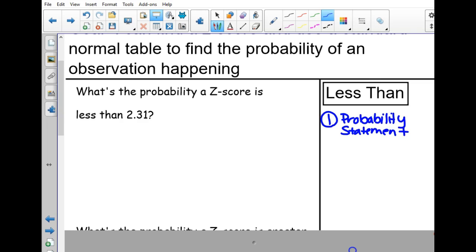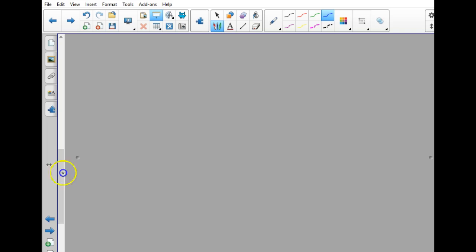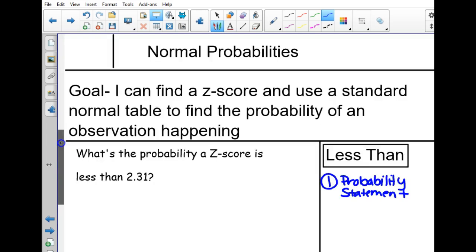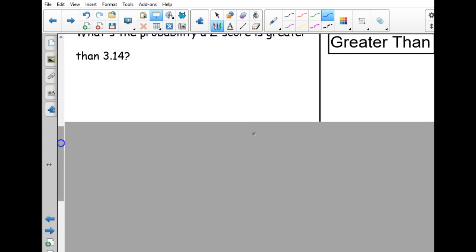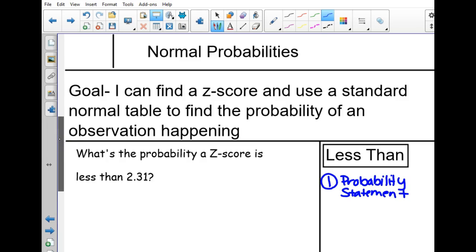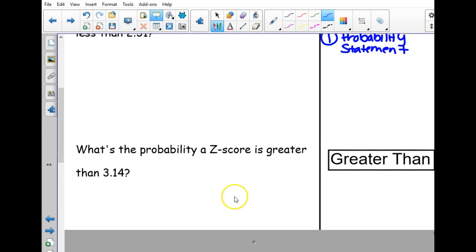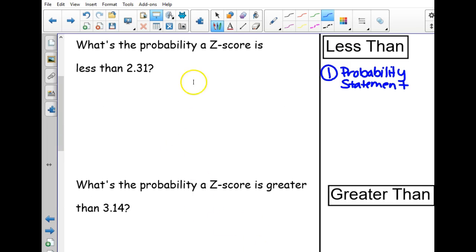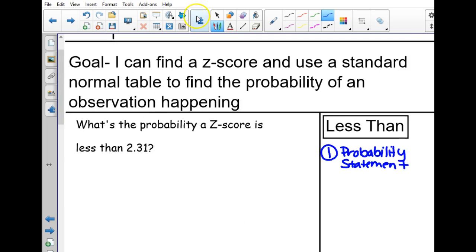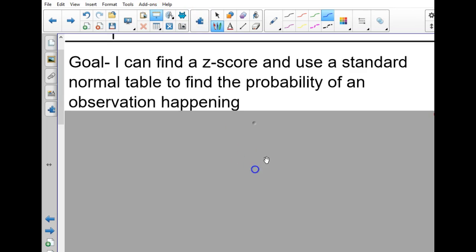How do I write that probability statement? Hold on. What's going on? Sorry guys. How do I write that probability statement? I don't know what's going on. Give me a second here. Does everyone have the problem written down? Okay, remember I can hear all of you.